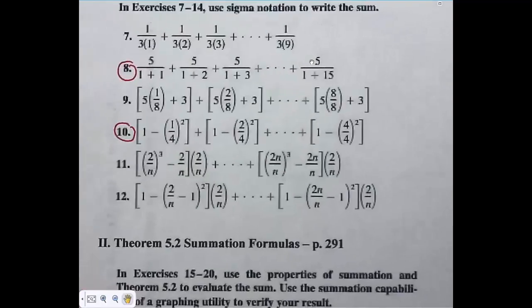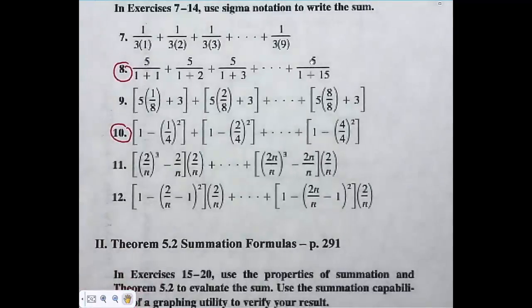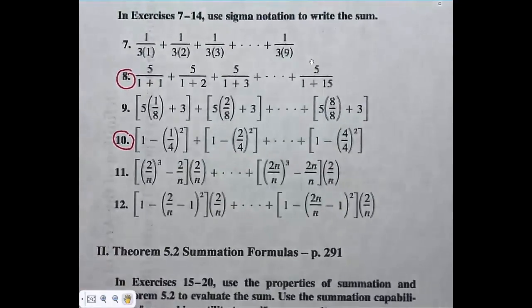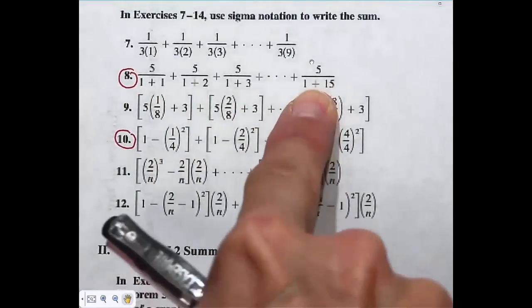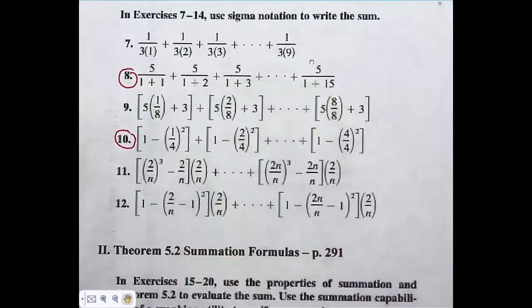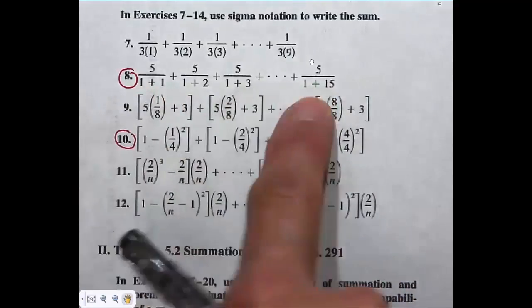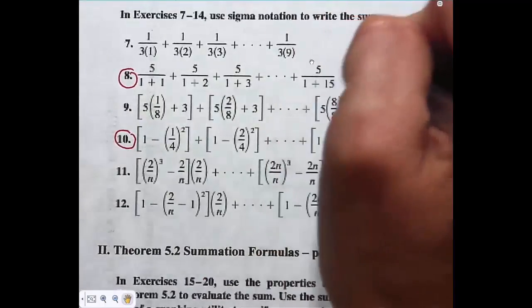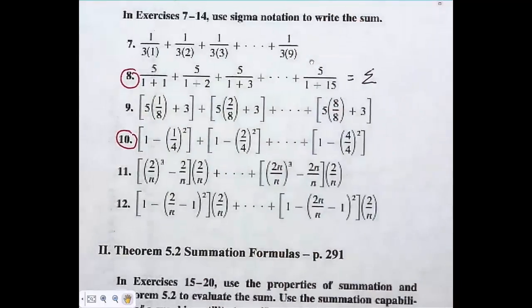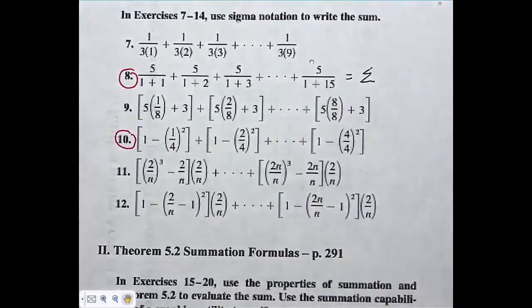Let's look at 7 through 12, which say, use sigma notation to write the sum. So we're given some series of things that are added together. We want to find what sigma notation would give us that series. That's supposed to be the sum of something, and we just have to figure out what the something is.